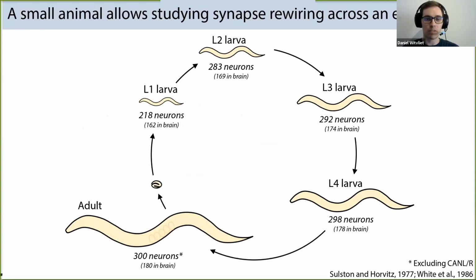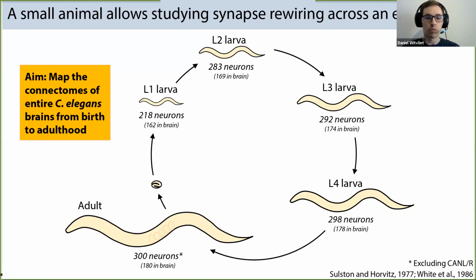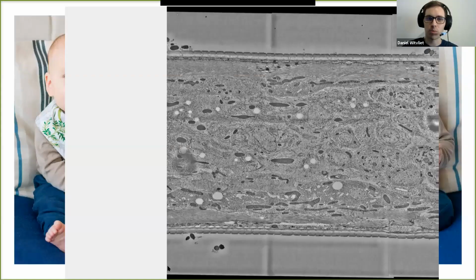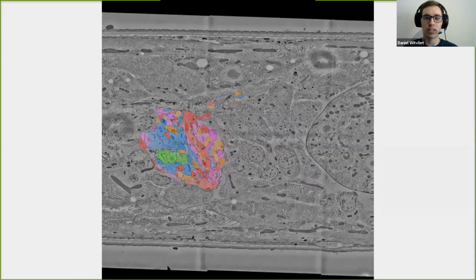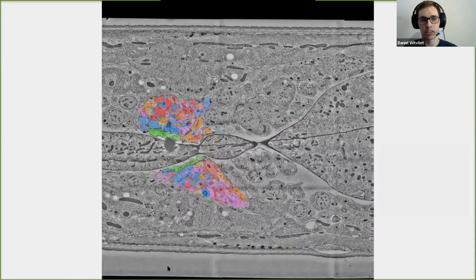So altogether, this makes for an ideal system to extract fundamental principles about how and why brain wiring changes across life. We would simply have to reconstruct the connectome across all of these life stages, look at the changes and see what's going on. So to do this, we developed a high-throughput serial section electron microscopy pipeline, which allows us to reconstruct the entire brain of a nematode in a few months.